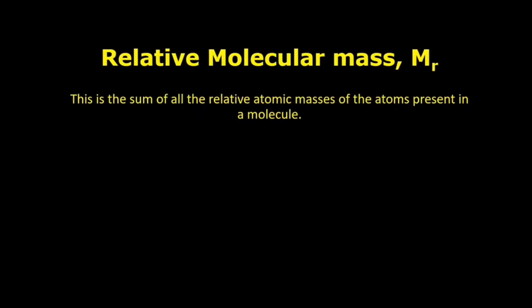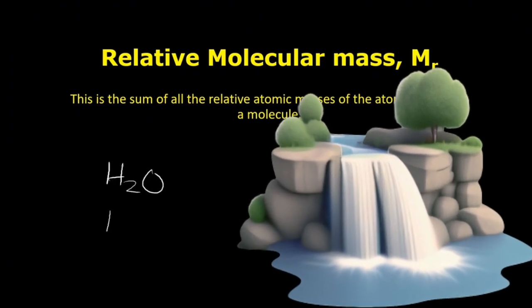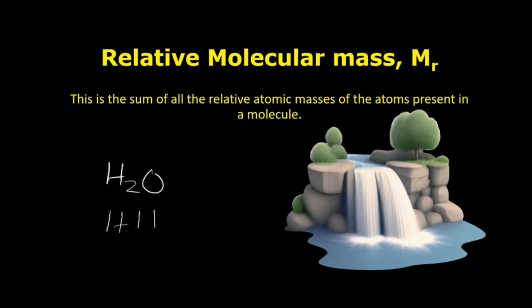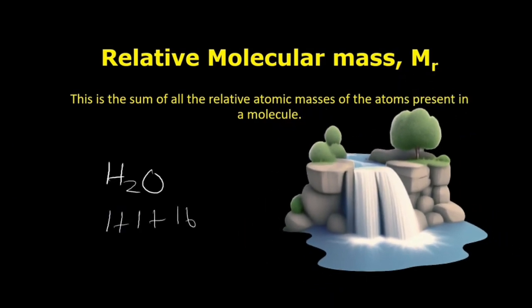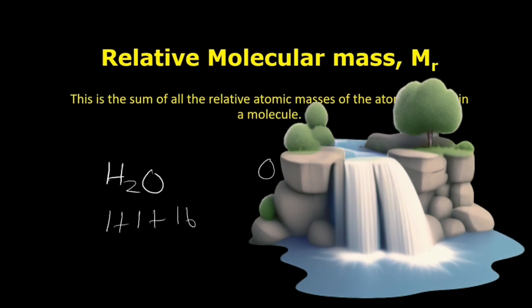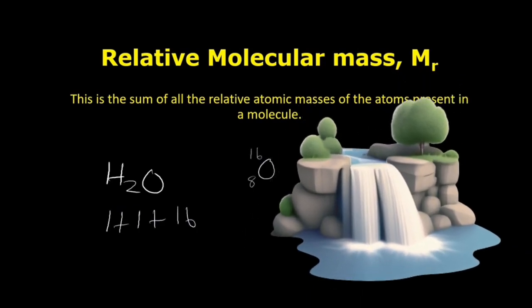Relative molecular mass is the sum of the relative atomic masses of all the atoms present in a molecule. For example, in water, the common hydrogen which we use has a relative atomic mass of 1, so it will be 1 plus 1, and then oxygen has a relative atomic mass of 16 if you check from the periodic table.